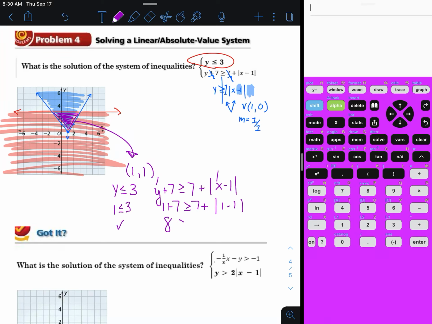1 plus 7 is 8. Well, 1 minus 1 is going to be 0. 7 plus the absolute value of 0 is 7. So 8 is greater than or equal to 7, which is good.